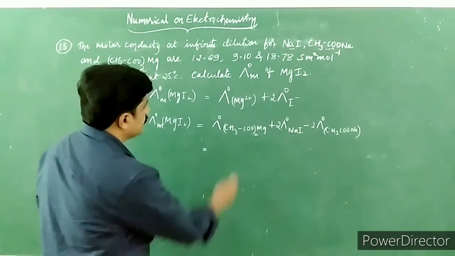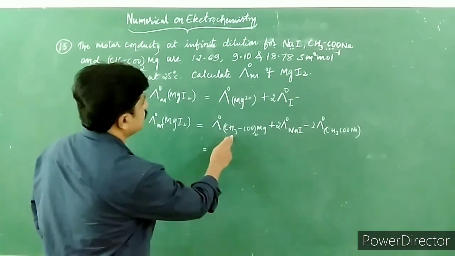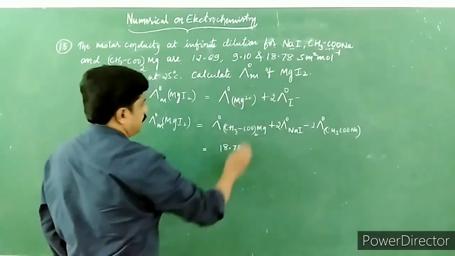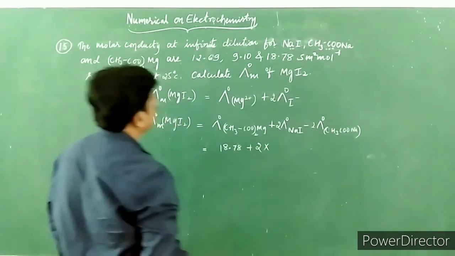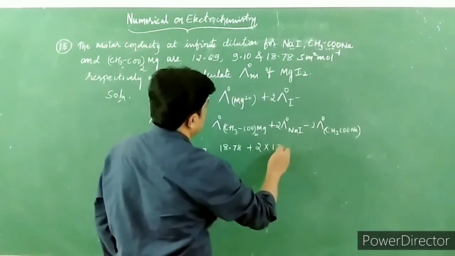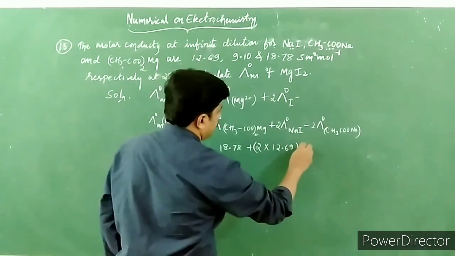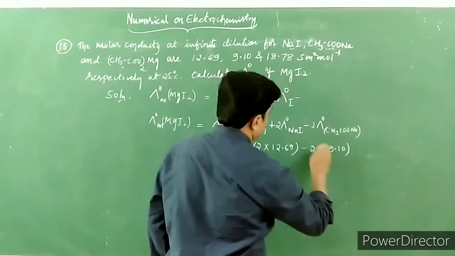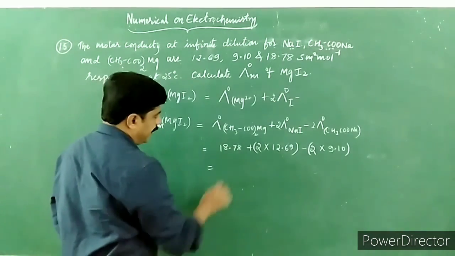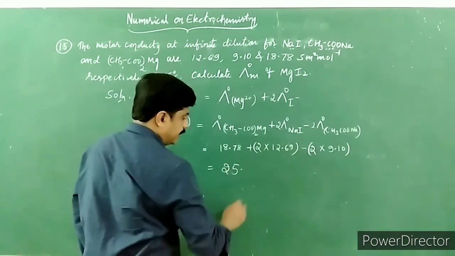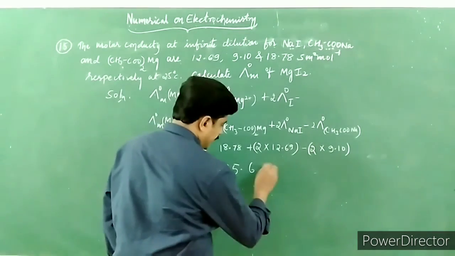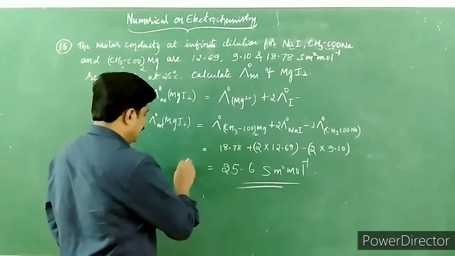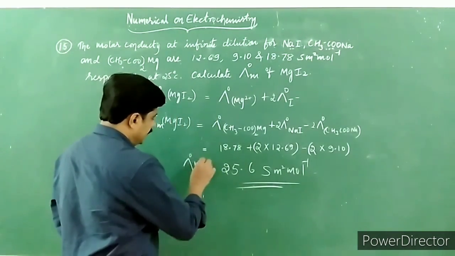Now look at here. So this is given how much? It is 18.78, is it not? Plus 2 into NaI, how much? It is 12.69, minus 2 into 9.10. Children, if you simplify, you are going to get 25.6 Siemens meter square per mole. This is what? Limiting molar conductivity of MgI2.